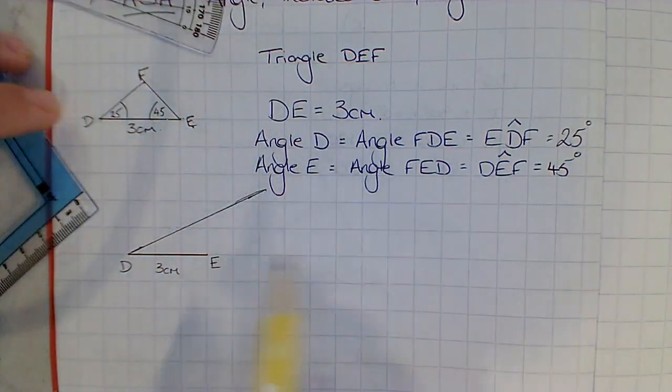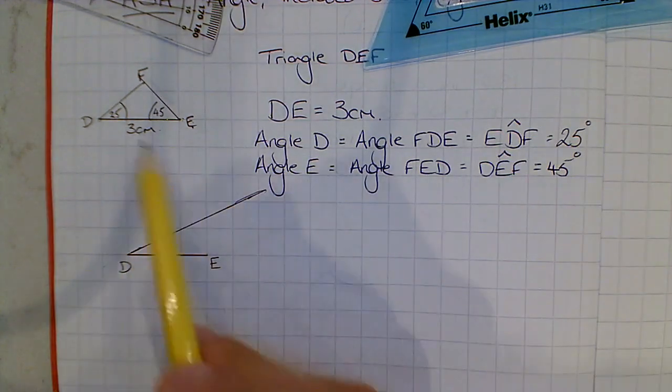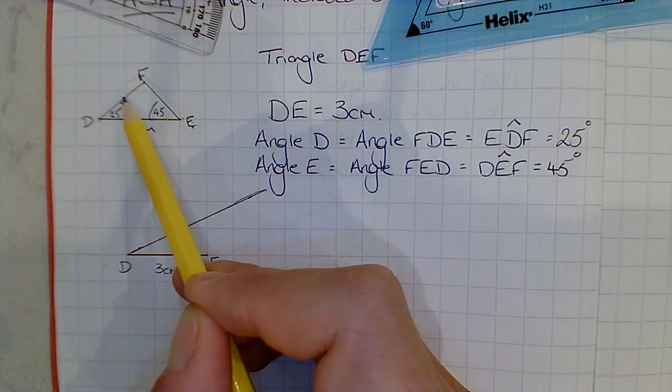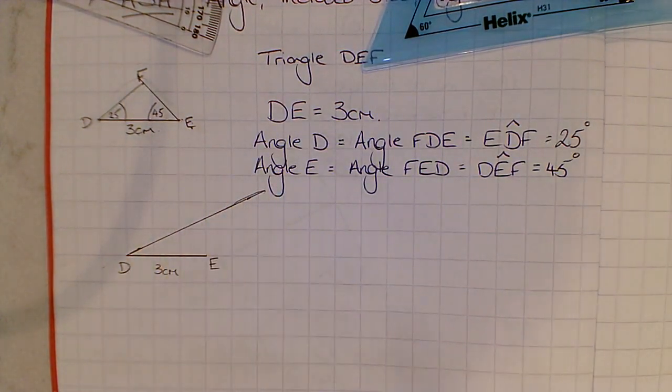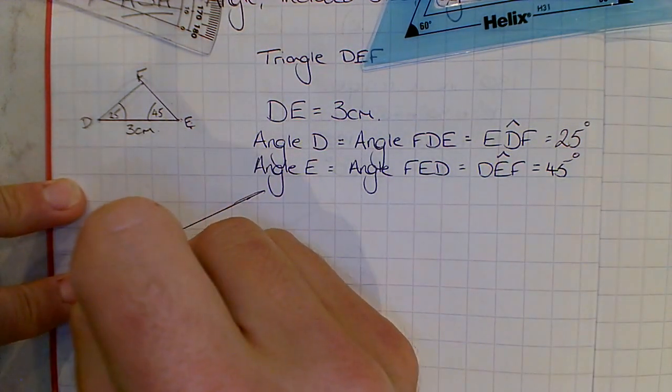Now, I've made this a lot longer than it needs to be, and the reason is because I don't actually know what this length here is. I haven't been told that distance, so I'm going to make it a lot longer than it should be, so I'm safe. Okay. And then I'm also going to mark in my 25 degrees.